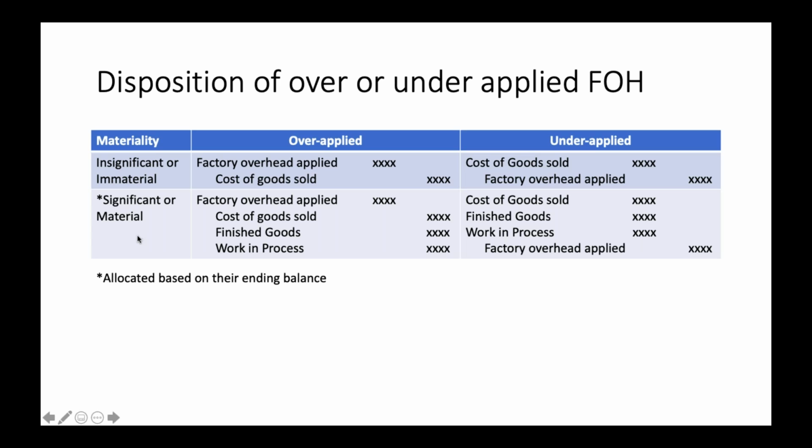Now, if the amount is significant or very material, then the entry would be different. If it is over applied, the entry would be debit factory overhead applied, credit cost of goods sold, credit finished goods, and credit work in process. So the effect of this entry would be a decrease in factory overhead applied since it is over applied, and a decrease in the cost of goods sold, decrease in finished goods, and decrease in work in process.